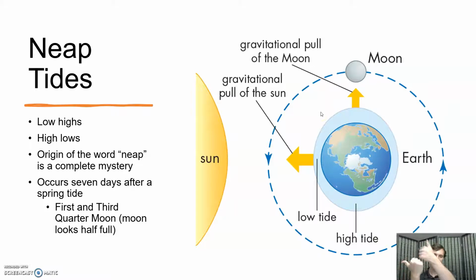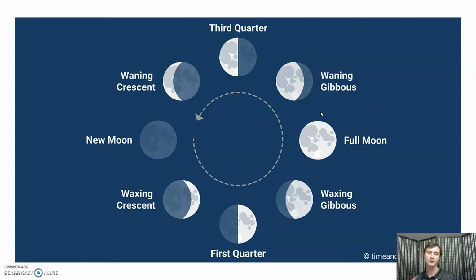One of them is pulling this way, one of them is pulling the other way, so they do not add up, they do not align at all, and so we have a more subdued tidal range. And before we can go any further, we have to do a little bit of review on the phases of the moon. So we start off with a new moon.